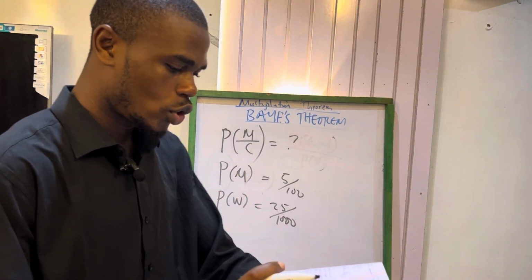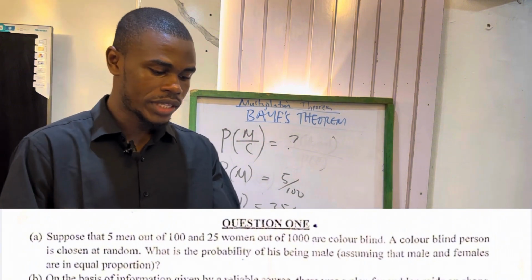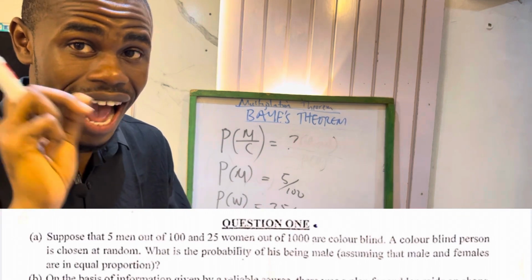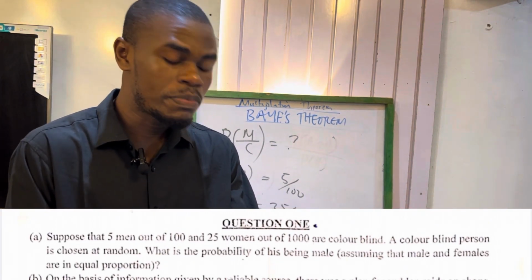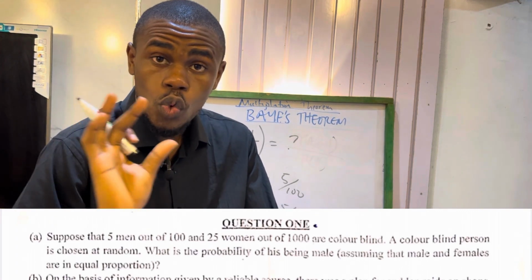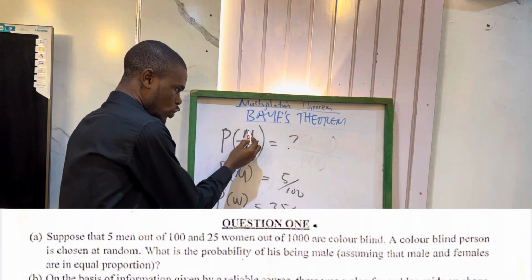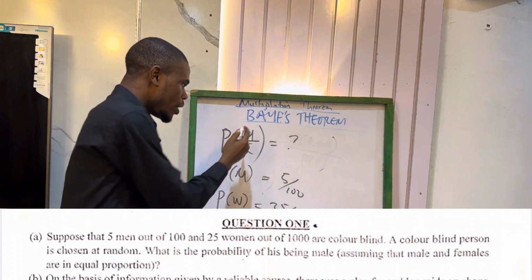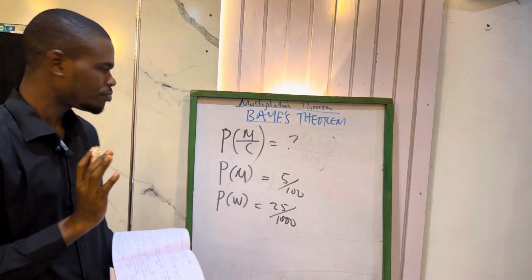So I want to solve a question that will be displayed. They say, suppose that 5 men out of 100, 25 women out of 1,000 are colorblind. So what you will pay attention to is the question they ask you, the last sentence. They say, what is the probability of it being male when they say a colorblind person is chosen? A colorblind. We are working with colorblind. What's the probability of it being male? So if you take this shape, probability of M all over C, being male, the one that they mentioned last will be at the top. Male all over colorblind that you are choosing from. Do you get? So this is what we're looking for.